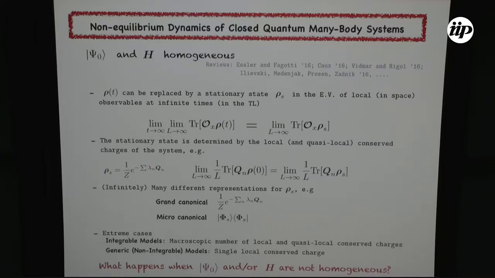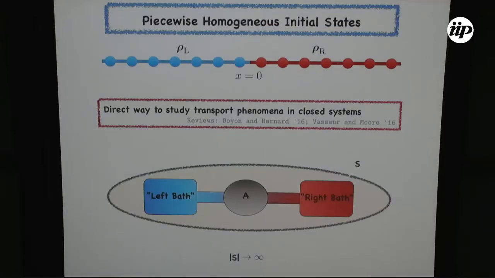Okay, but the question we want to ask now is what happens when either the initial state or the Hamiltonian are not homogeneous? What does it change? Can we say something? So during this talk, I will consider a very simple case. I will consider the case where the Hamiltonian is always translational invariant, while the only inhomogeneity is in the initial state, which has this structure. Basically it's made by connecting together two different homogeneous states, which I call rho left and rho right.